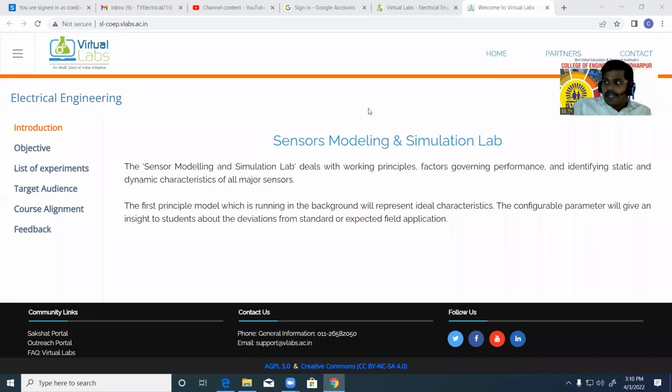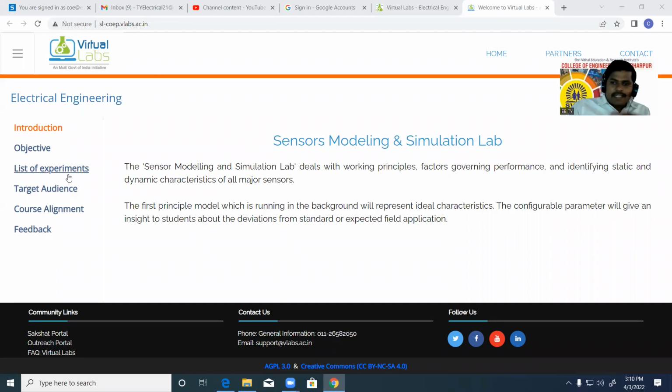Okay, so today we will discuss our first experiment on the virtual laboratory, that is VLab. VLab is one platform to perform the experiment virtually. Okay, so I have opened the virtual lab window, that is VLab.